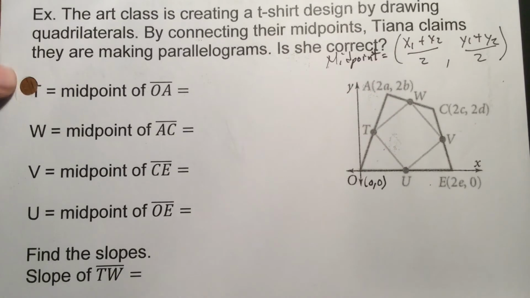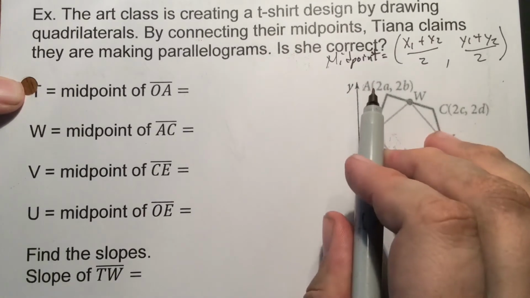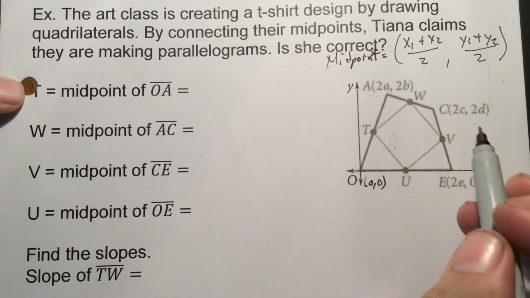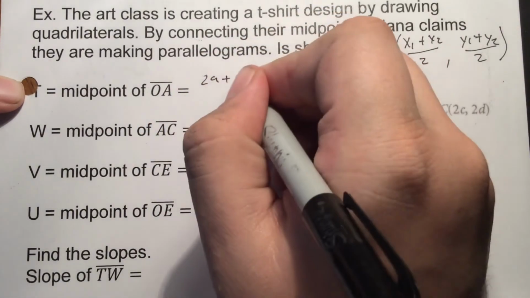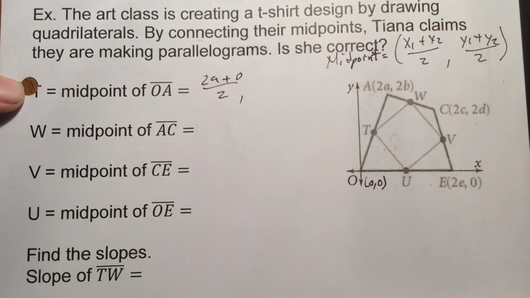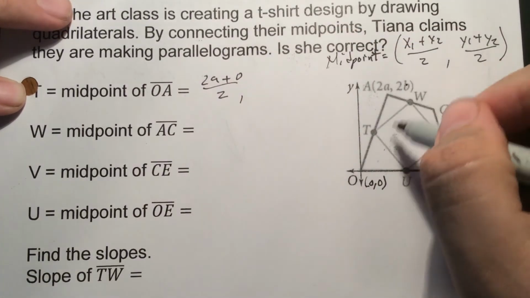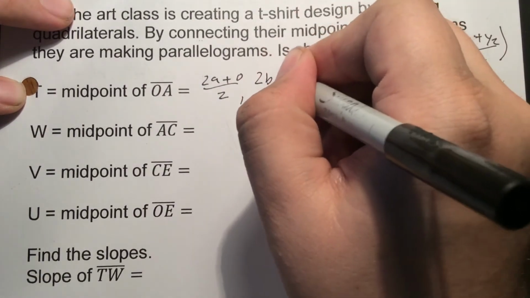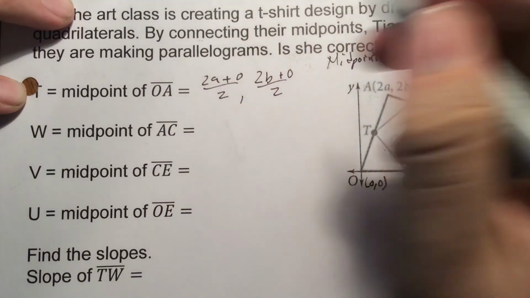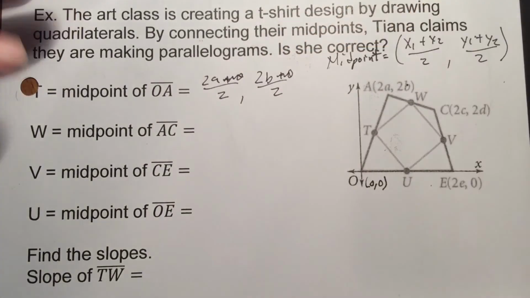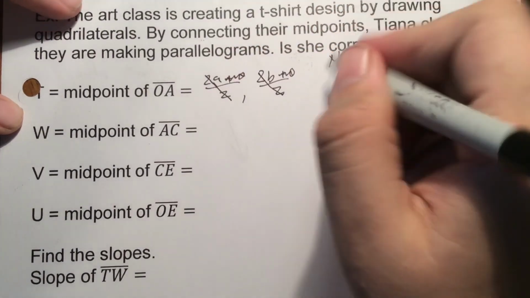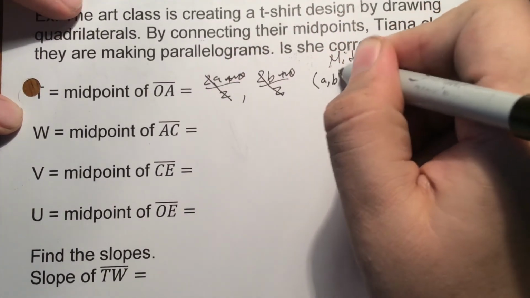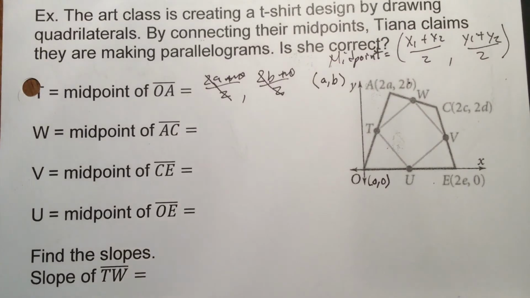Okay. So to find T, midpoint of A and O. So if we start with our x's would be 2a plus 0 over 2. And then our y's would be 2b plus 0 over 2. Well, adding 0 to anything is just itself. And then our 2's can cancel. So we're going to be at the point a comma b. Simple enough.